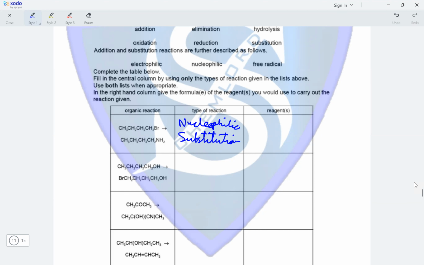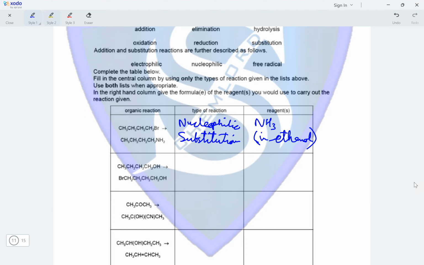And the reagents used are ammonia. Ammonia will be the reagent used. They have not asked for conditions. So ammonia in ethanol, because we heat it under pressure, that is a condition that is not required, but ammonia is present in ethanol. So these are the reagents that would be required.